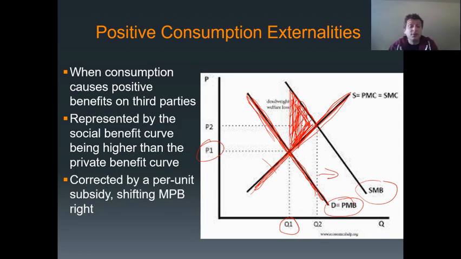Sometimes you'll see it referred to as a Pigouvian subsidy after the guy who came up with it. It's the idea of shifting that MPB to the right by using a per unit subsidy. Remember, a subsidy is money that you get from the government that encourages your activity.